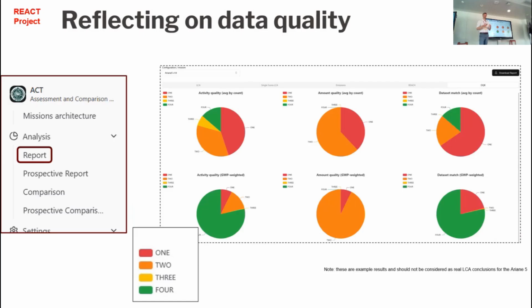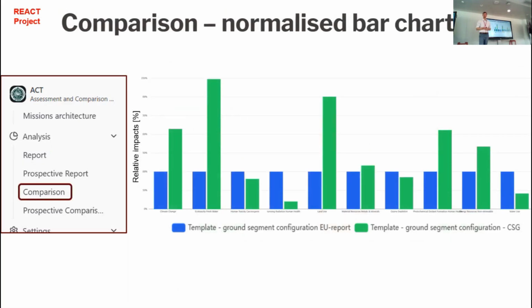And the data quality, so at the end you can get an overview image of what's the quality of your model, looking at different criteria, and it also helps you target and specifically focus on where you should collect better data for your next LCA iteration. Also, ways to compare different models. Once you have several systems that have the same function, the same functional unit, you can put them next to one another and compare in terms of environmental impacts.